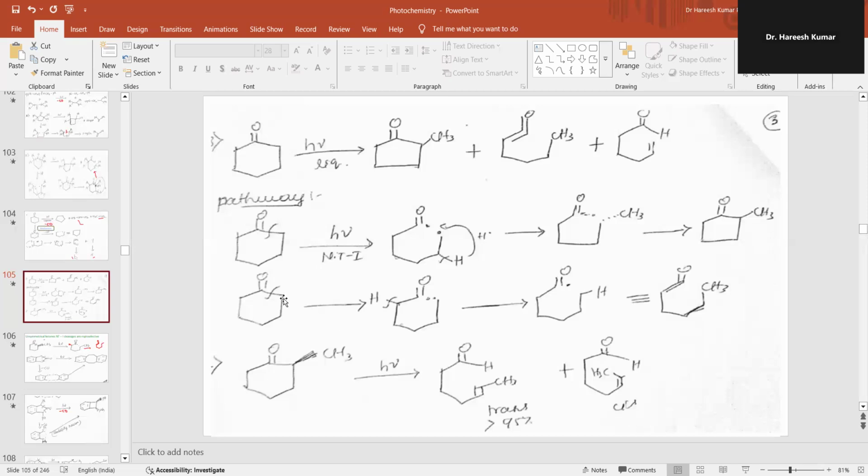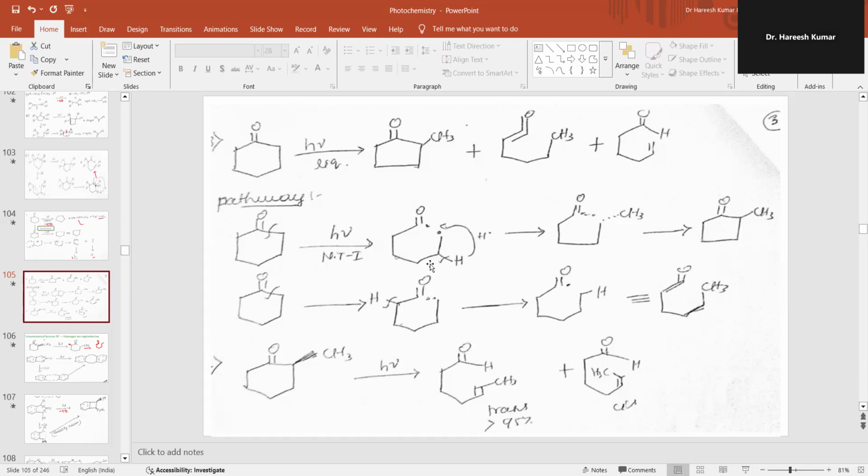Suppose after alpha cleavage, a 1,4 radical is obtained. If there is abstraction of a hydrogen radical from the alpha carbon of the acyl one, then what will happen? Here one radical, and the CH3. This is the CH3. This radical and this radical form a bond, and that is how a ketene is obtained. This is about the symmetrical ketones.